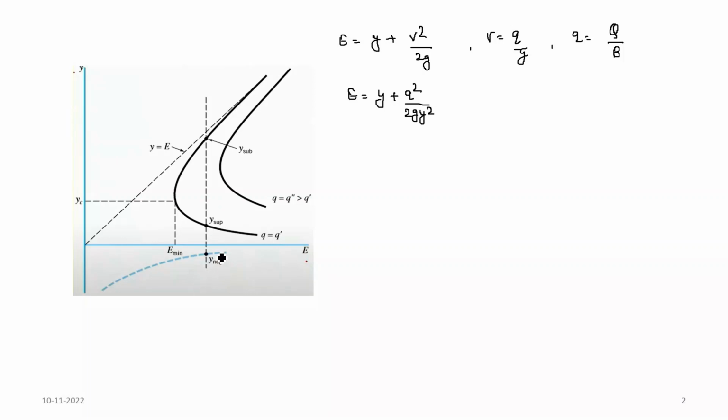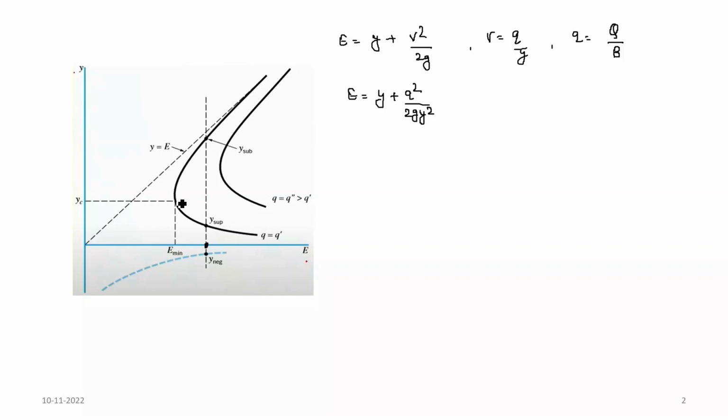Since a negative value of depth has no significance, this negative y can be disregarded, since the depth cannot be negative. In this graph, the x-axis shows energy E and the y-axis shows depth y. From this graph it can be seen that for one value of energy, it gives two values of depth. One is called the subcritical depth and the other is called the supercritical depth.